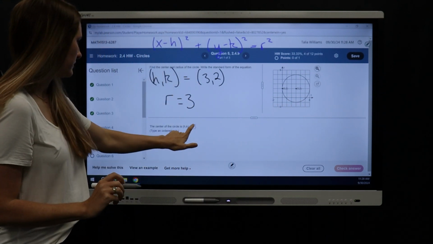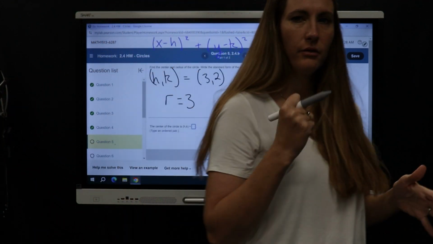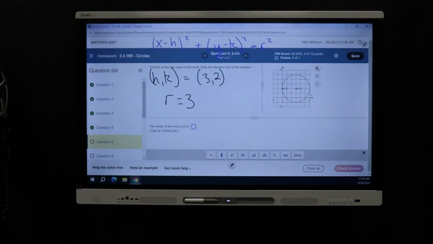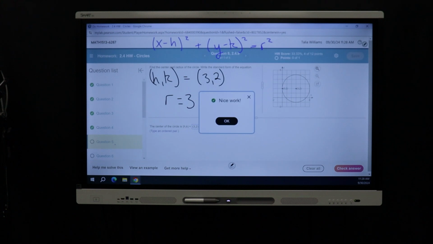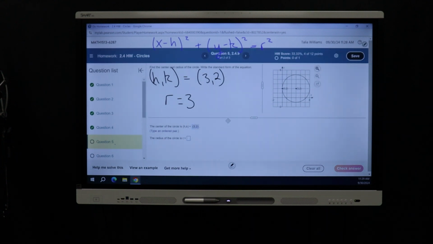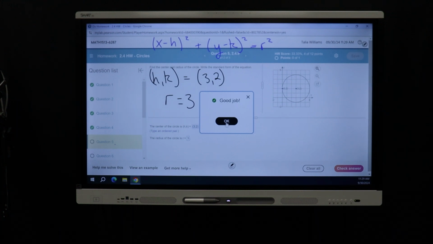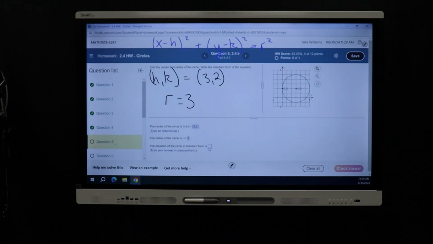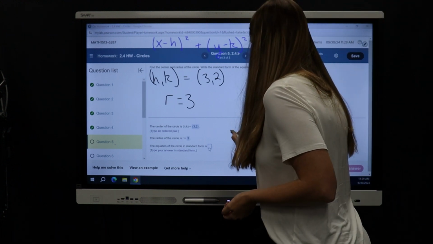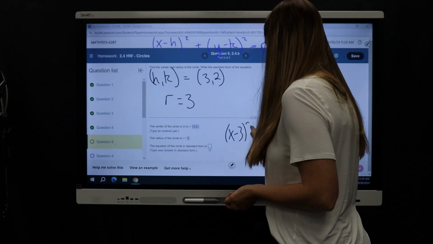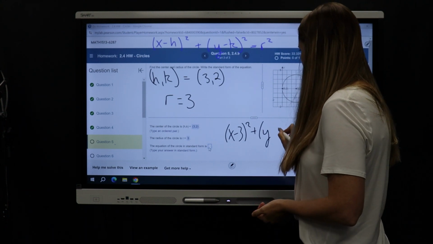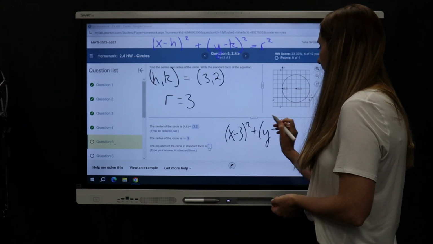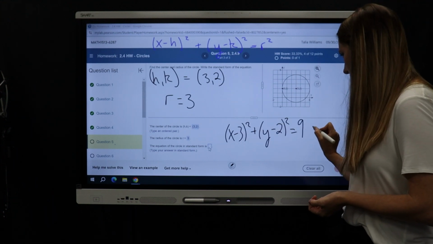Now here they want the center of the circle, h, k. Type it as an ordered pair. Remember your parentheses and your comma. So we're going to have 3, 2. Next. There it is. Our radius is 3. And then they're going to ask for the standard form. So it's going to be x subtract 3 squared plus y subtract 2 squared equals 3 squared, which is 9.